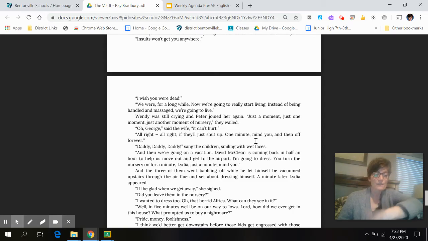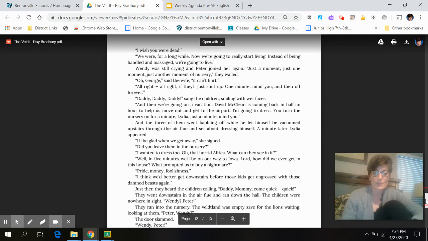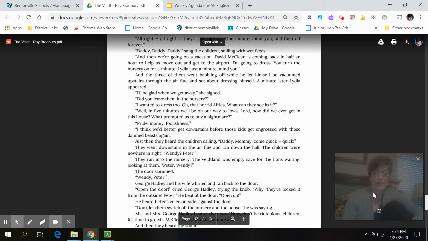But the parents cave in because they don't want to hear the screaming, and they say, "One more time, you can go into the nursery," and that's going to be a bad decision. So again, they go down to the nursery while the parents are packing because they're about to leave to get out of the house for a while.